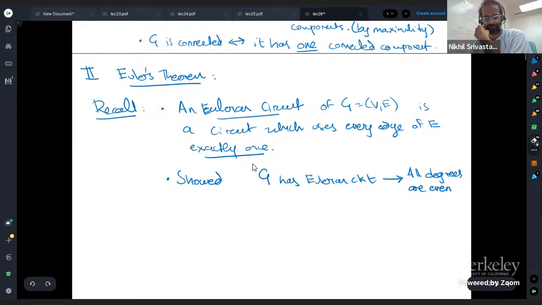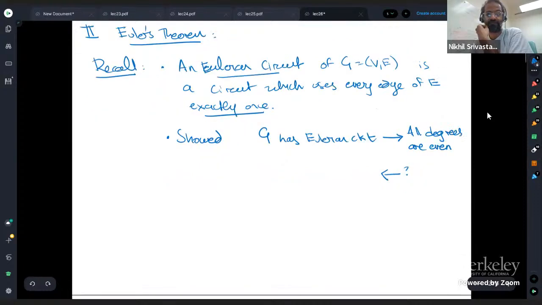Now, Euler's theorem is the converse to this, which is a much more interesting direction. So you could ask, is the converse true? If you show me a graph and all the degrees are even, does it have to have an Eulerian circuit? This is a lot more surprising because checking degrees of a graph is easy, right? You just count the number of edges for every vertex. Finding an Eulerian circuit might be kind of tricky. It's this very global thing. And this is exactly Euler's theorem.